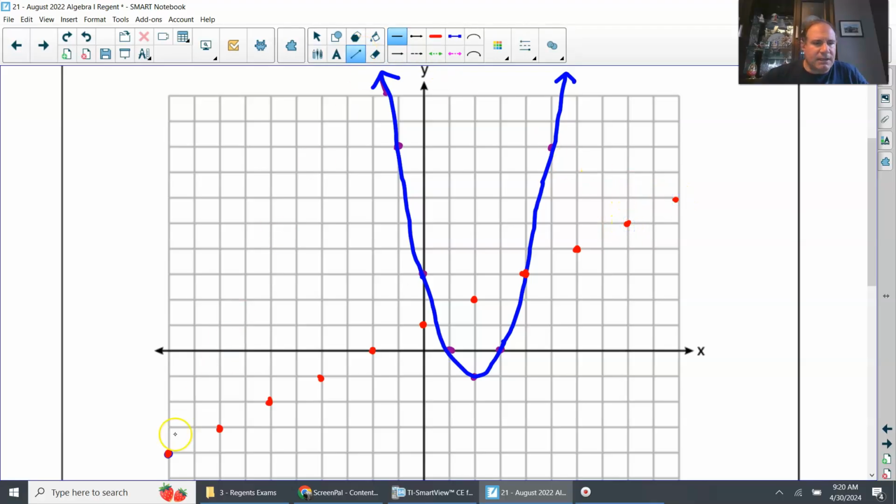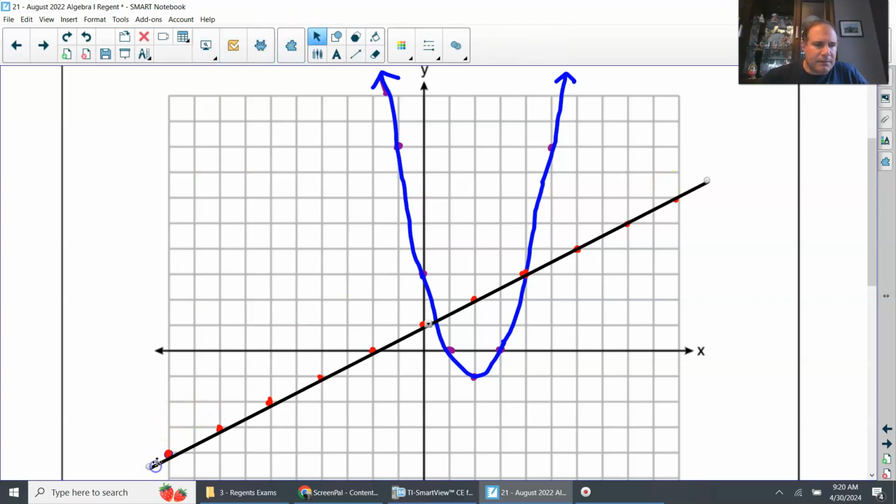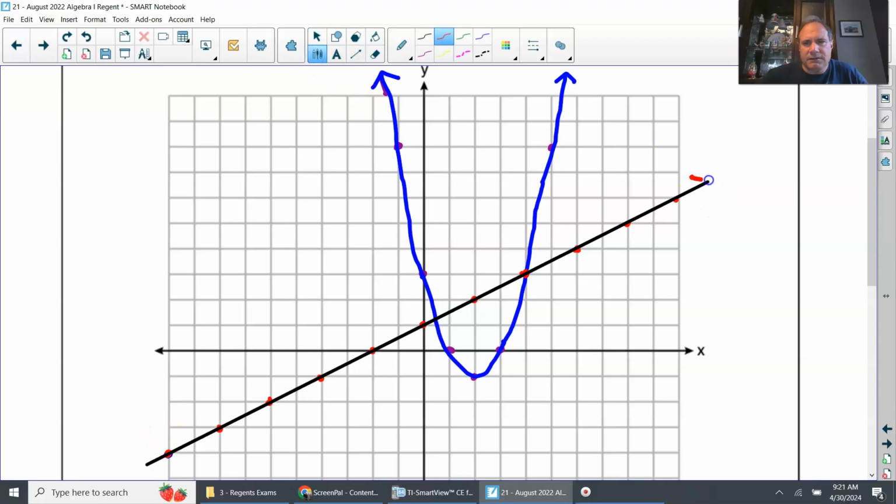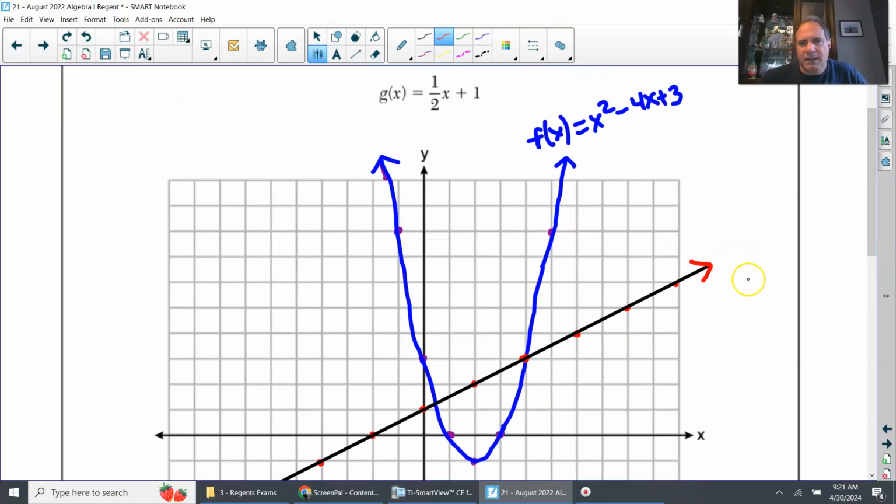And now I'm going to connect those points with my line, just like that. And just remember arrows on each side, extending out, and then put the label of what that is. This is g of x equals 1/2 x plus 1.